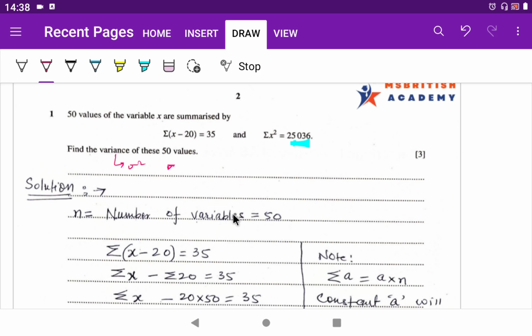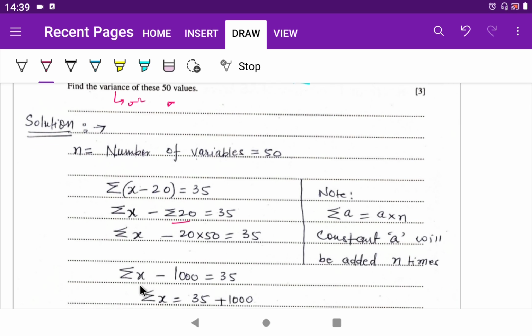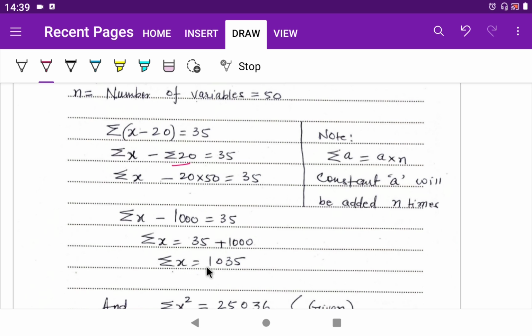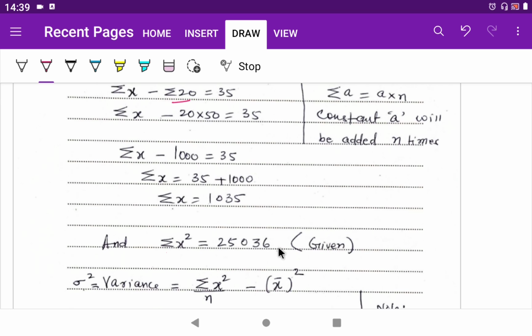So n is the number of variables, which is equal to 50. Summation x minus 20 is equal to 35 can also be written as summation x minus summation 20 is equal to 35. The summation of 20 is 20 multiplied by n, because we are adding 20 fifty times. So 20 into 50 is 1000. So summation x is equal to 35 plus 1000, so summation x is 1035, and summation x square, 25,036, is already given in the question.